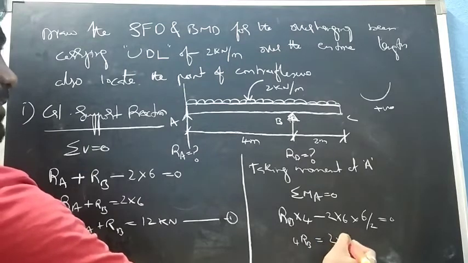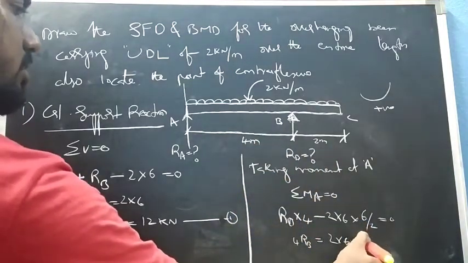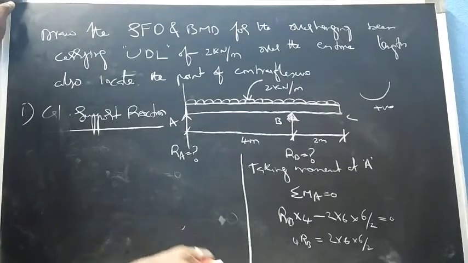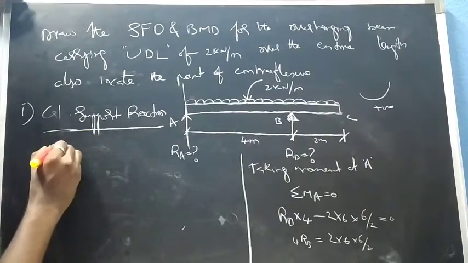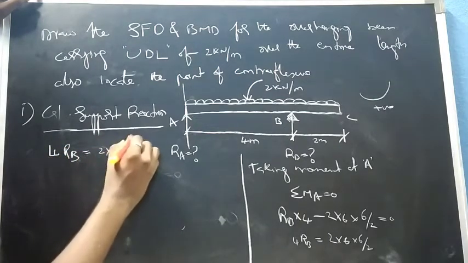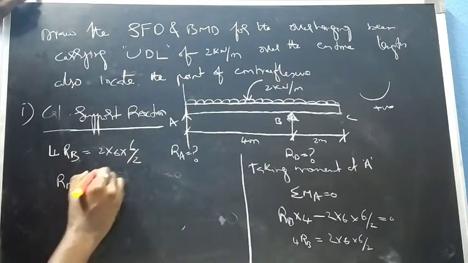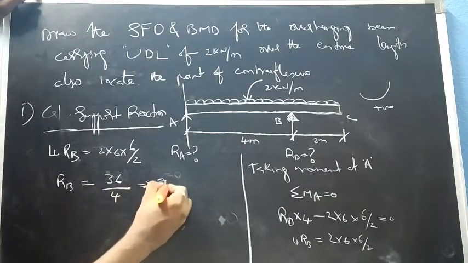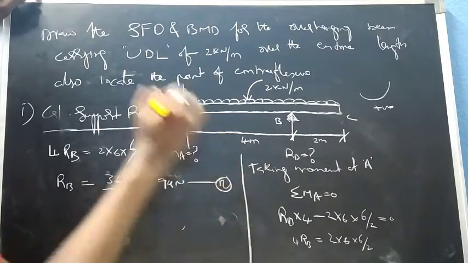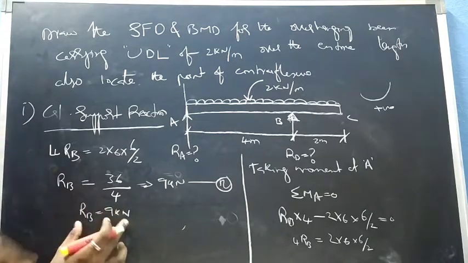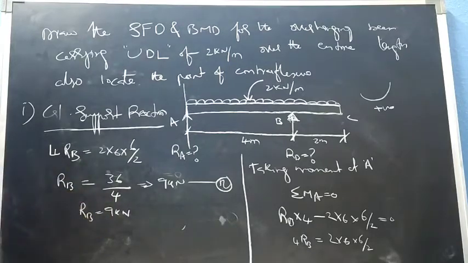Then we can write 4RB equals to 2 into 6 into 6 by 2, right? So from that 4RB equals to 2 into 6 into 6 by 2, then RB equals to 36 by 4, that is equals to 9 kilonewton. So let's say this is equation number 2. So I got RB, that is 9 kilonewton. So I'm going to put this value in equation number 1, which is RA plus RB equals to 12 kilonewton, right?